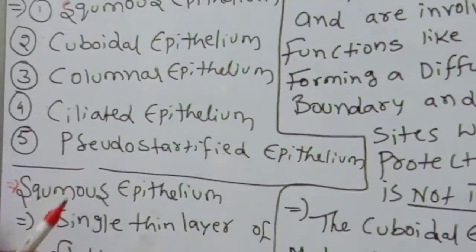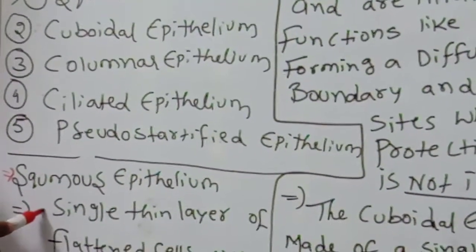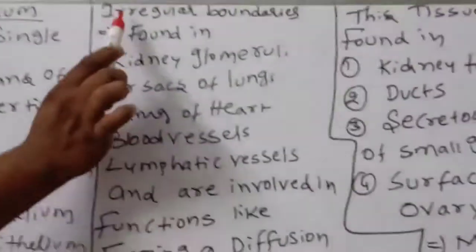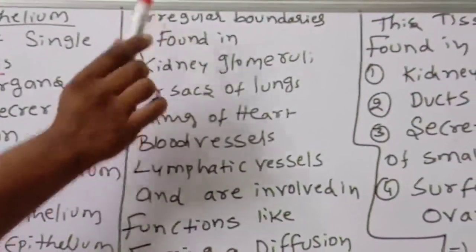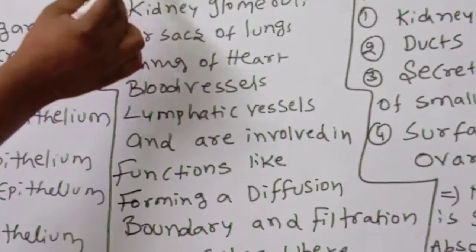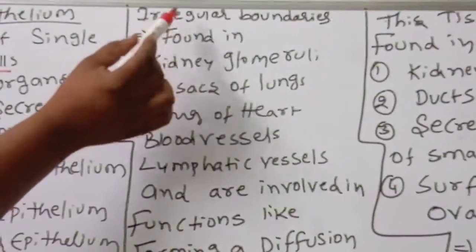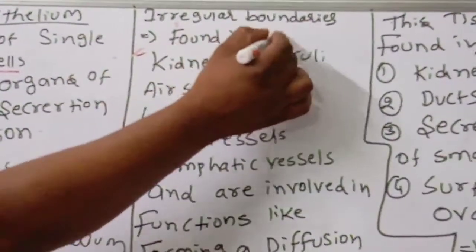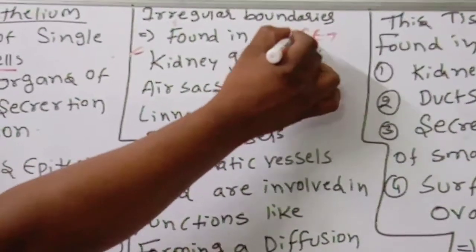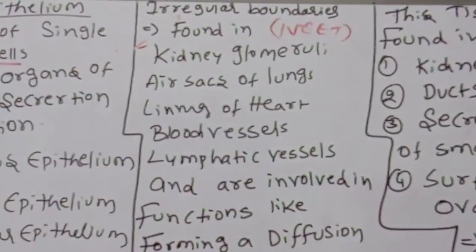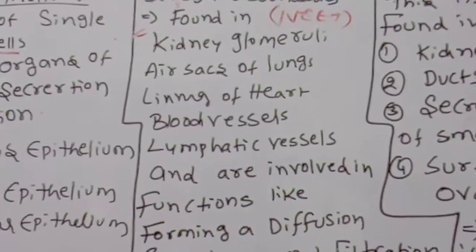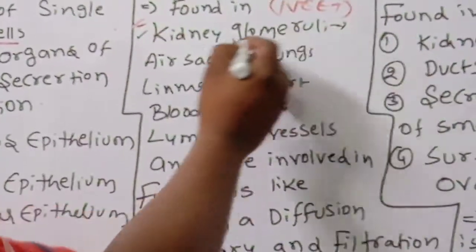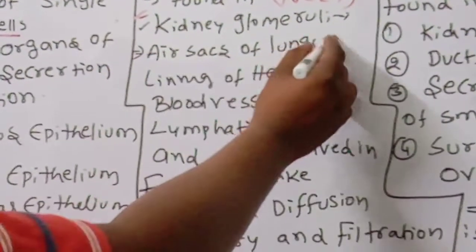The squamous epithelium is a single thin layer of flattened cells with irregular boundaries. I will show the diagram in the next class, but you should remember up to that. They are found in kidney glomeruli. These all are neat bits. Where will they be found? Number one, kidney glomeruli, then air sacs of the lungs.